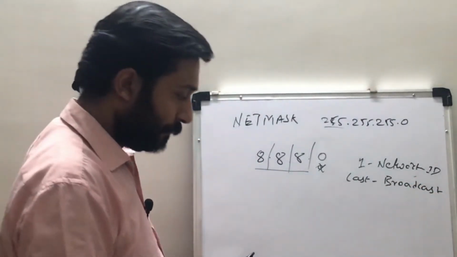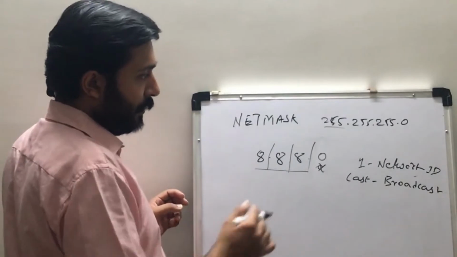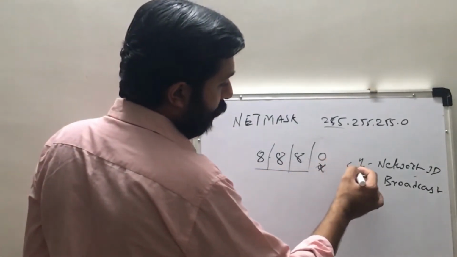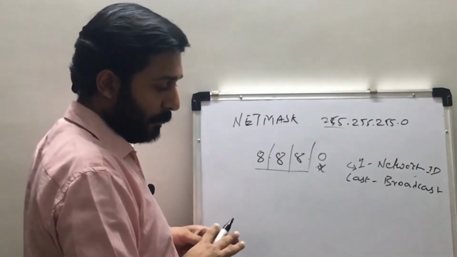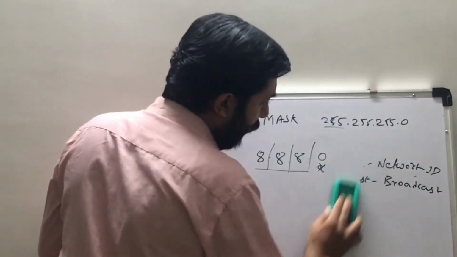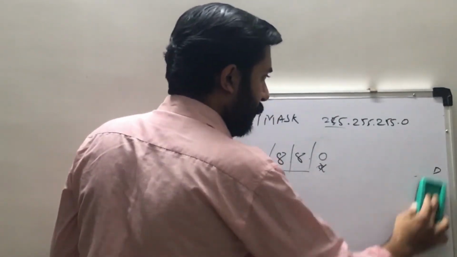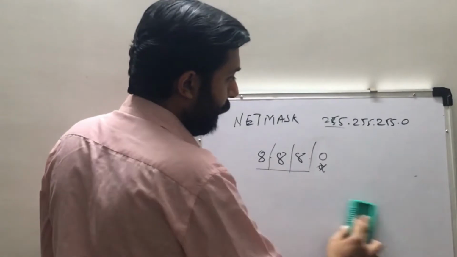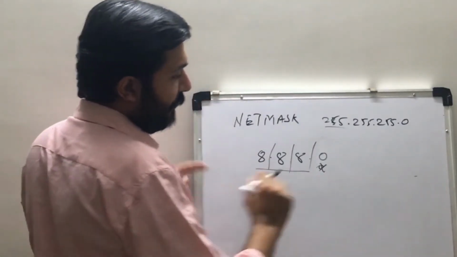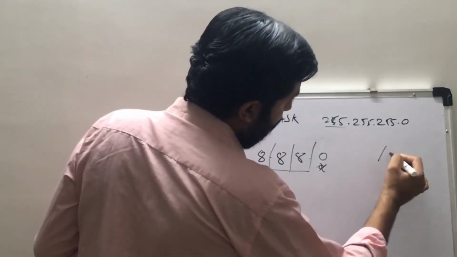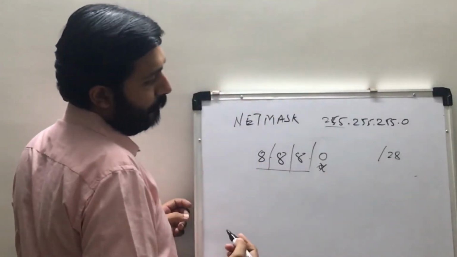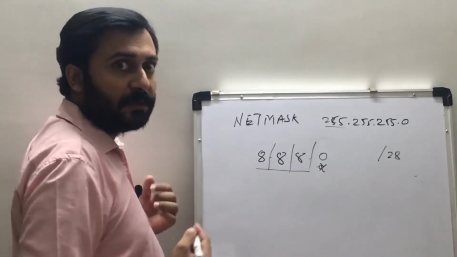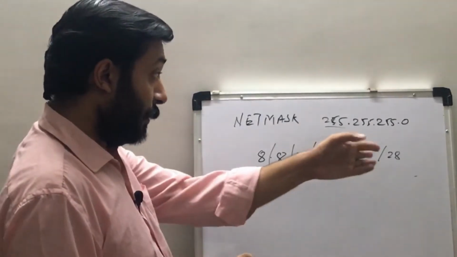Remember these things. Generally, the gateway resides just one IP below this. I'll give you another example, just for the sake of an example. If I say something /28, then what? Now this is the part that I want to cover.